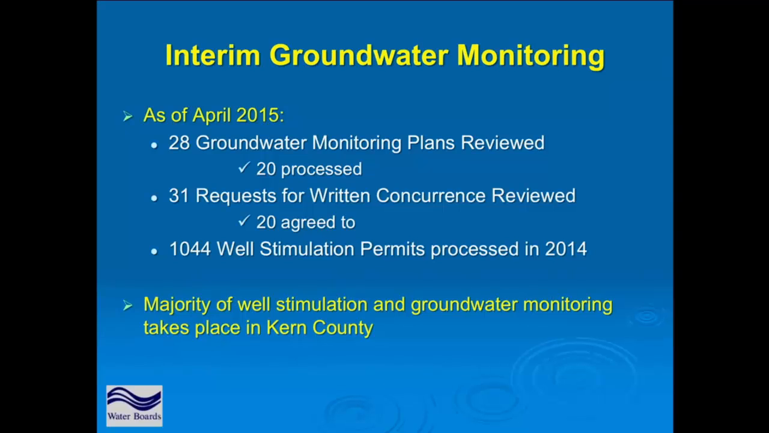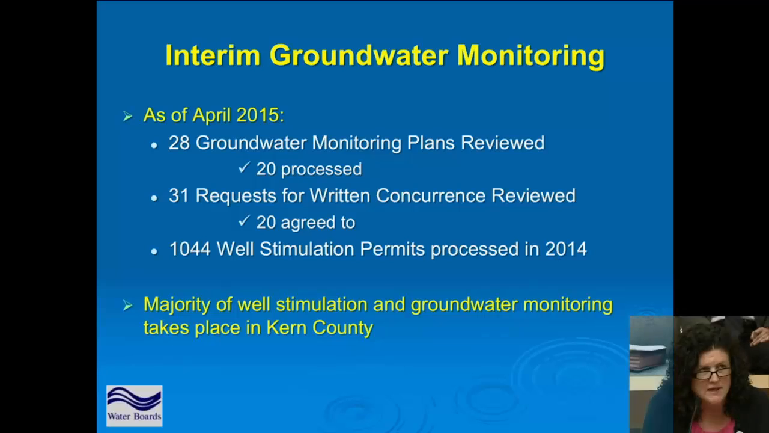So far we've worked with DOGGR to review 28 groundwater monitoring plans. 20 of those groundwater monitoring plans have been processed as complete by DOGGR. In addition, we've reviewed 31 requests for written concurrence that protected water doesn't exist in the vicinity of the well to be stimulated, and we have issued 20 letters of written concurrence. These plans and written concurrences are associated with over 1,000 well stimulation permits that were processed in 2014.